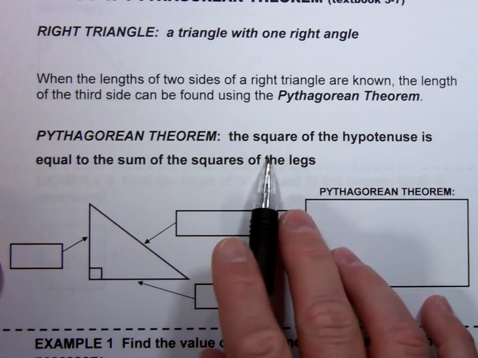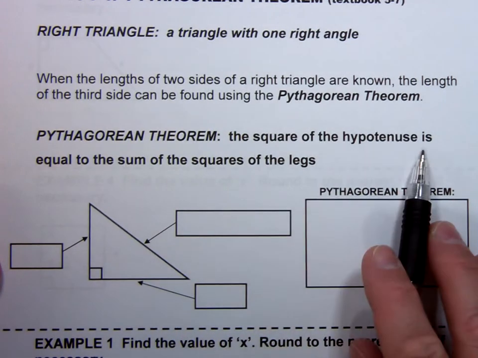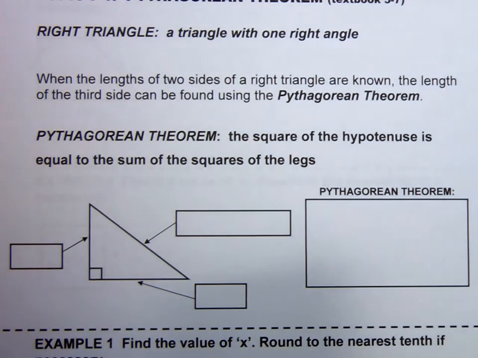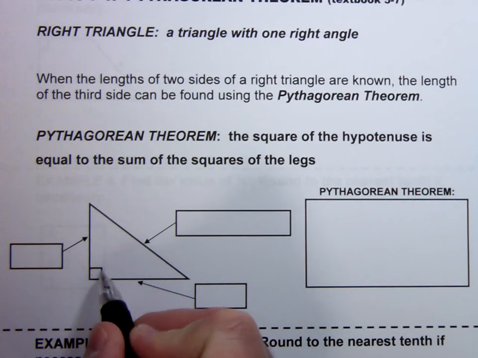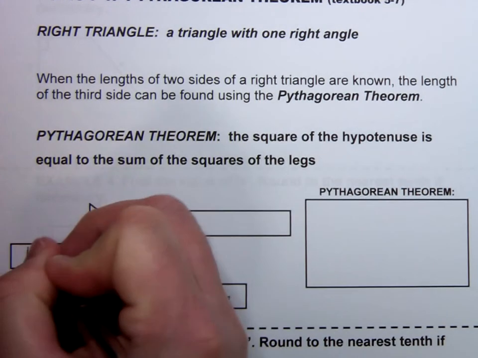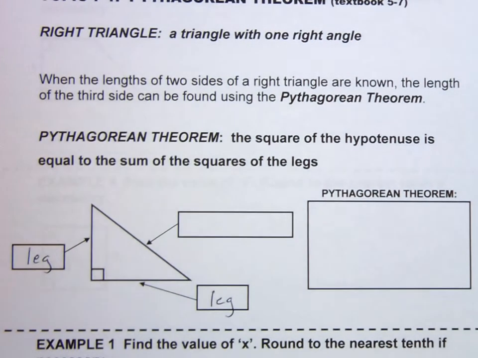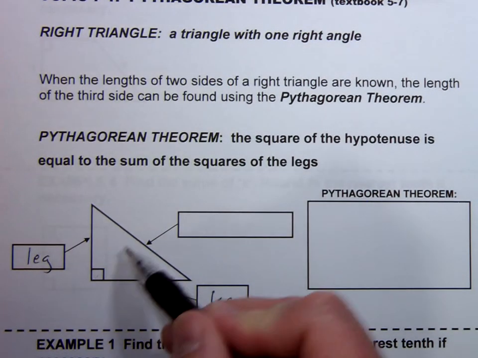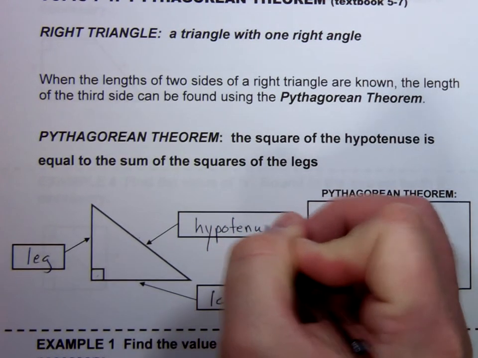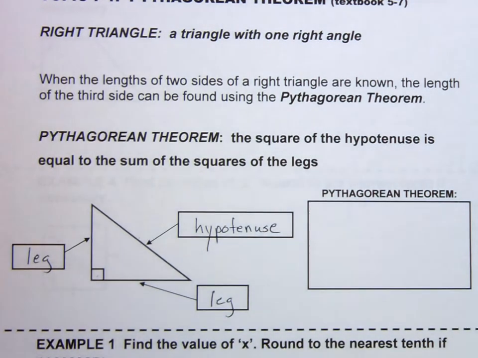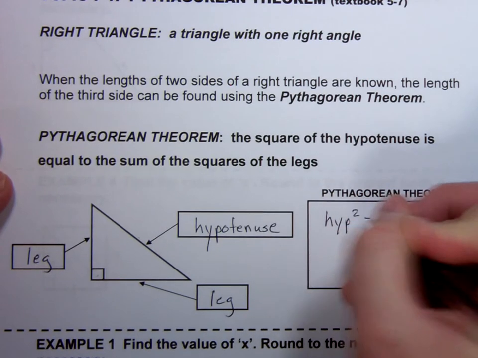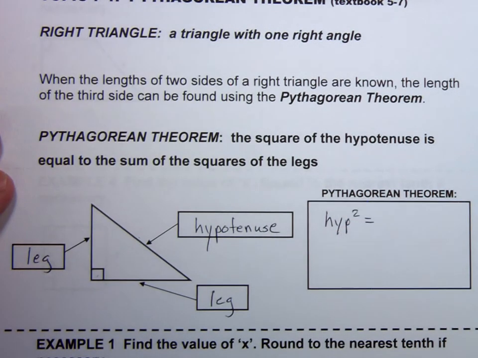So the Pythagorean theorem says the square of the hypotenuse is equal to the sum of the squares of the legs. Well, in a right triangle, the two sides that create that right angle are both called legs. So each one of these sides is a leg. The side that's not a part of the right angle, the side opposite the right angle, is called the hypotenuse. The Pythagorean theorem says the square of the hypotenuse is equal to the sum of the squares of the legs.